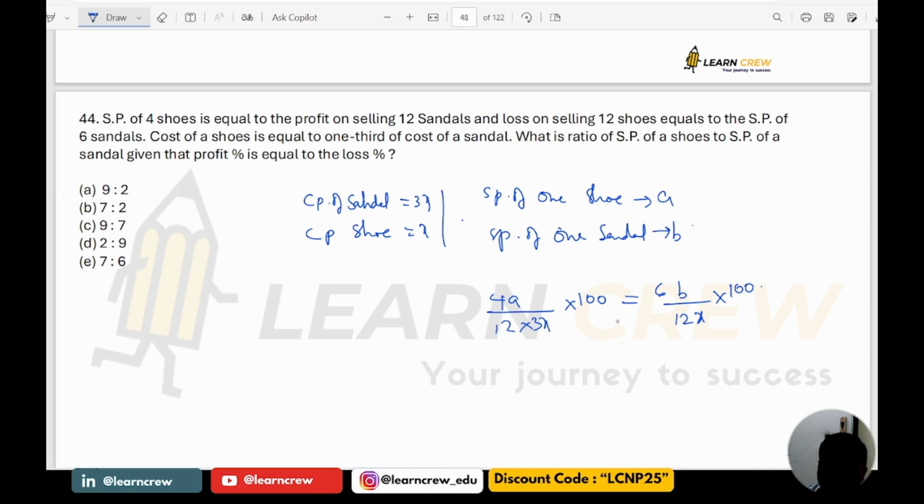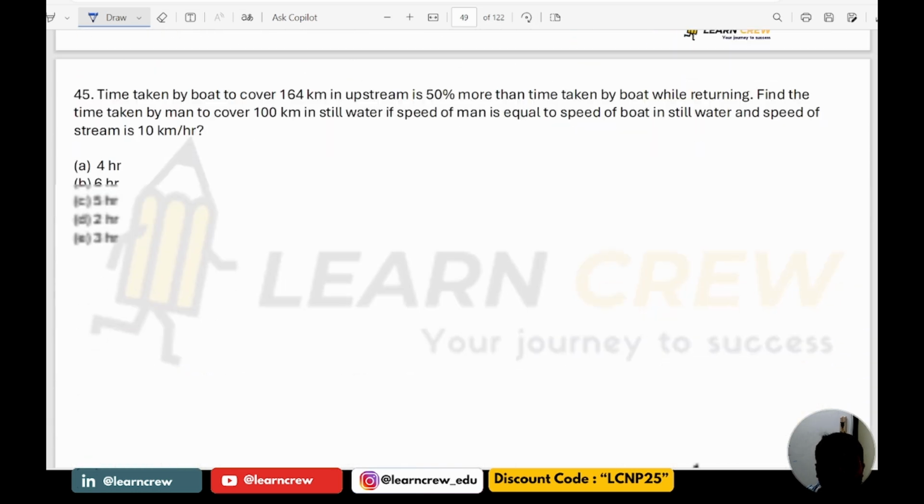Now from this you have to find A is to B. 12 cancels. If you simplify, you will get 9 is to 2. A is to B is equal to 9 is to 2. That is the answer, 9 is to 2.